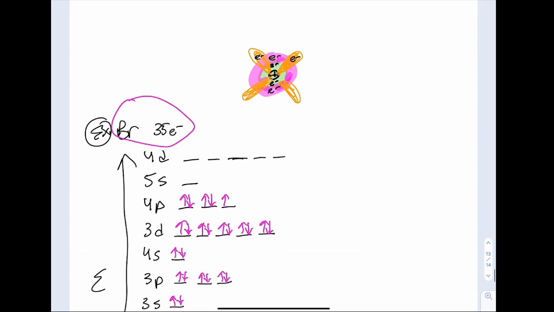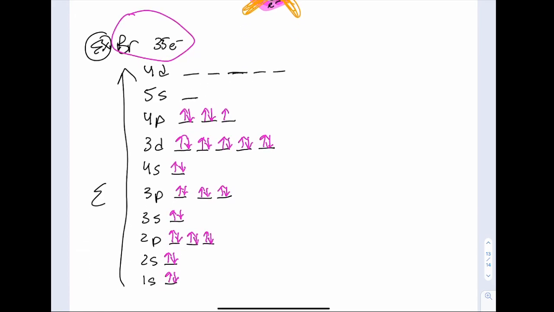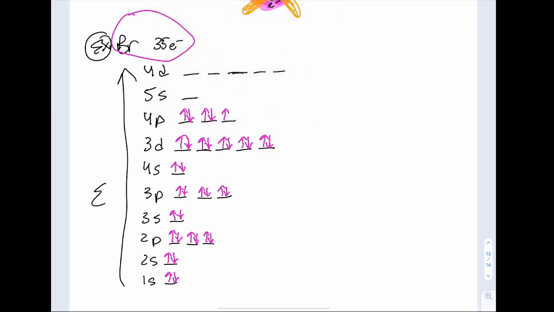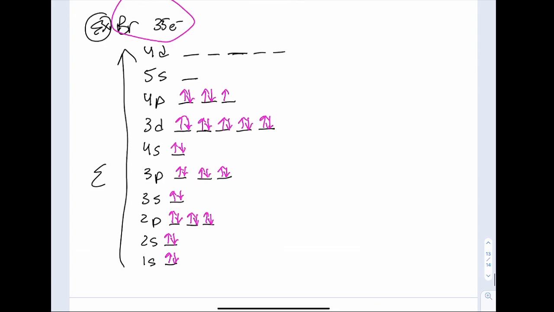So this gets me my orbital filling diagram for bromine. This electron doesn't look like he's in its orbital. Guess it is a probability. So again, my orbital filling diagram for bromine.